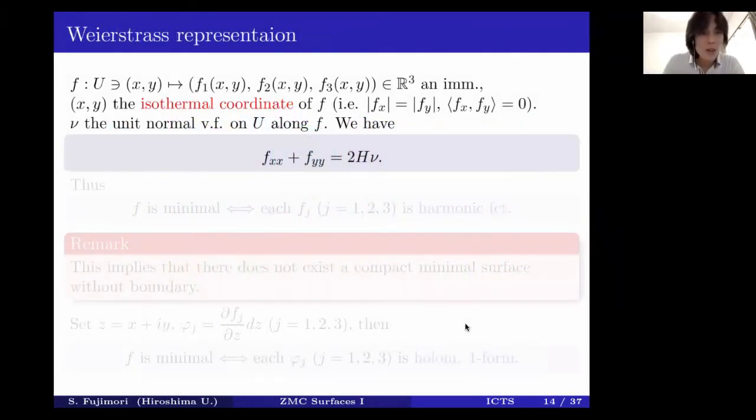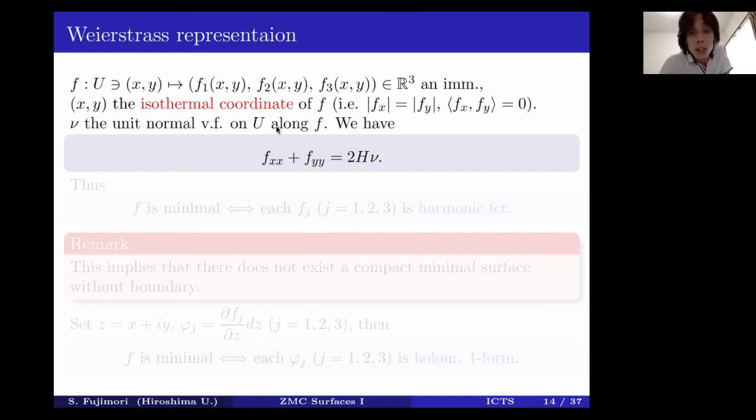Okay, so I go to the Weierstrass representation. This is a very strong tool for minimal surface theory and for constructing new minimal surfaces. Okay, let F be an immersion from U into R3. And (x, y) is called an isothermal coordinate if the lengths of F_x and F_y are always equal, and F_x and F_y are perpendicular. Okay, and then let nu be the unit normal vector field on U along F.